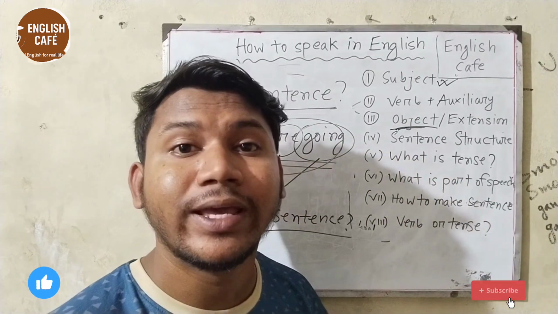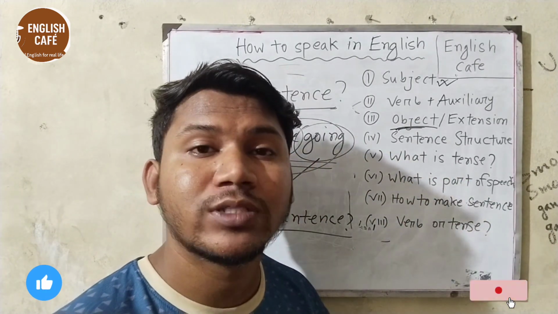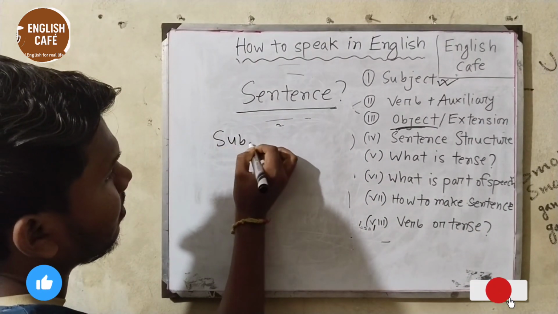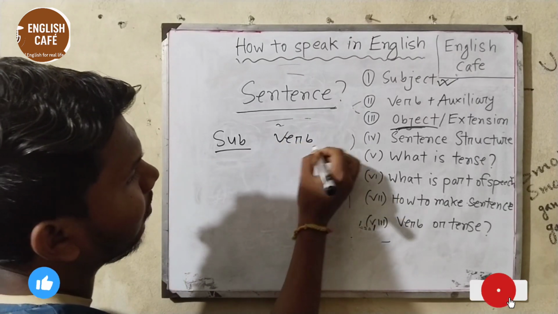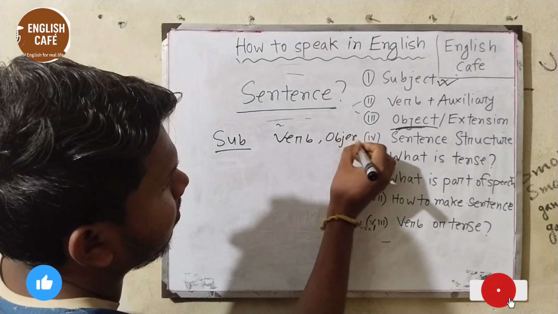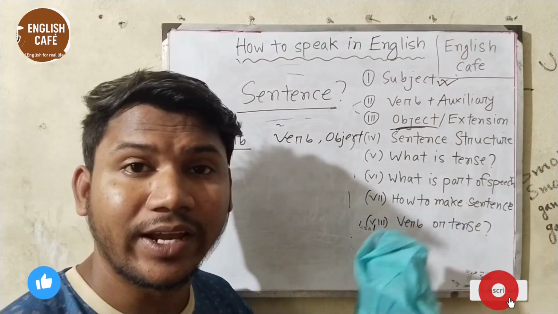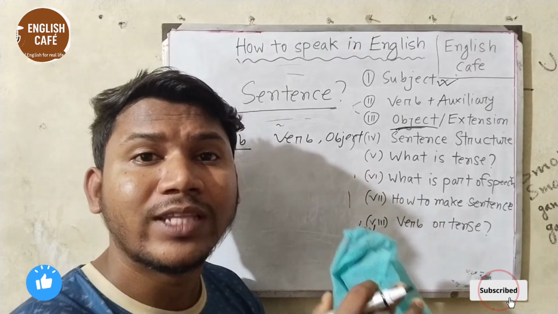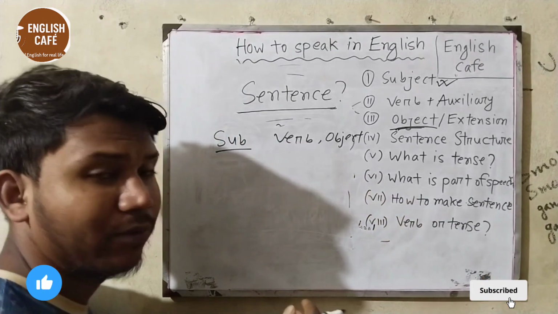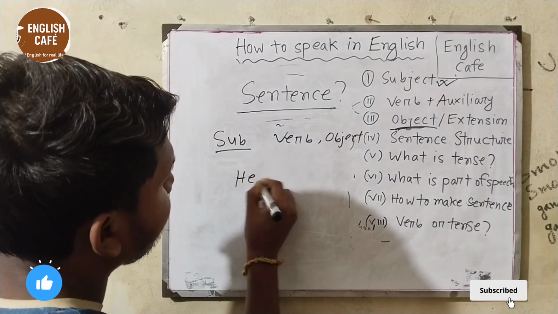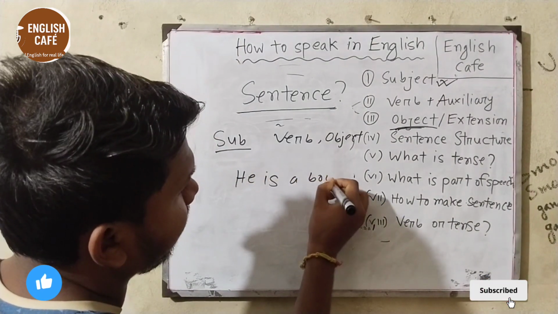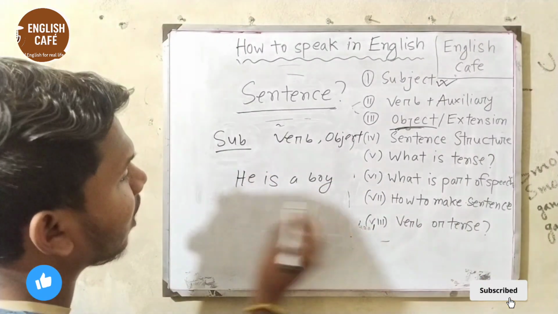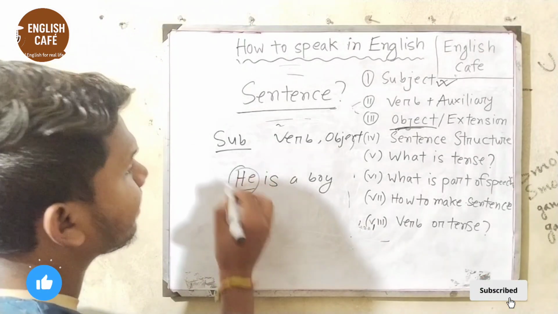Now you will learn how to make a sentence. To make a sentence, we need to know some key elements of a sentence, and those are subject, verb and object. Now we will understand what a subject is. A subject can be defined as which, what or who the sentence is talking about. I am writing a sentence again: He is a boy. Here the sentence is talking about this part, so "he" is the subject here.